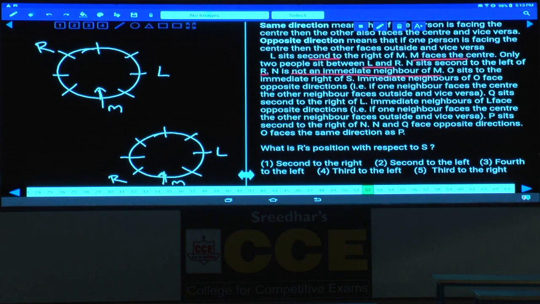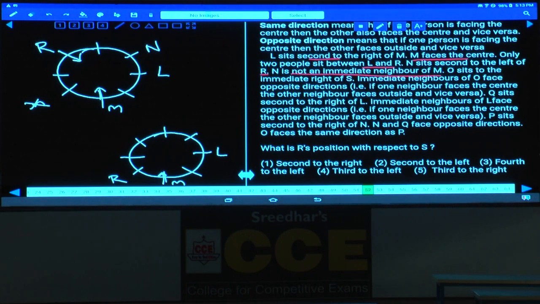As R is here, now N can be either at this place or at this place. 2 possibilities. Out of these 2 possibilities, N is not adjacent to M, isn't it? As N cannot be here, then where should this N be? N must be adjacent to this L. As N is here, N sits second to the left of whom? Second to the left of R, and this R must be facing the center.